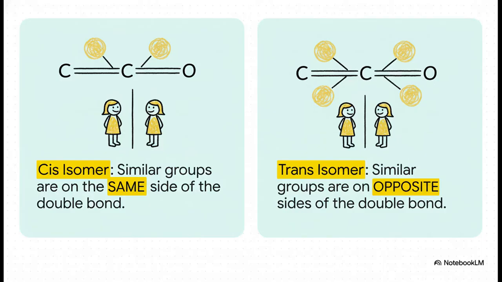So this whole locked-in place thing leads to 2 main possibilities. If the important groups are stuck on the same side of that double bond, we call it a cis isomer. A good way to remember this is cis is on the same side. Simple, right? And if they're on opposite sides, it's a trans isomer. Just think transatlantic, like going across the ocean.